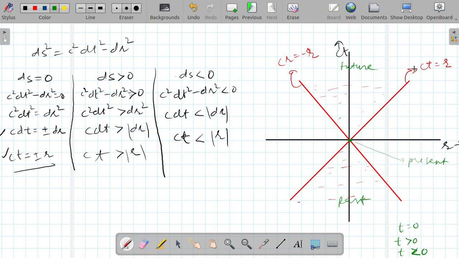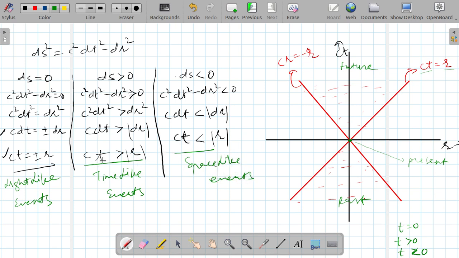And at this point, because this is ct equal to r, in this region the things are happening with the speed of light. Such events are known as light-like events. And events with ct greater than or equal to r are time-like events, and these events are known as space-like events.